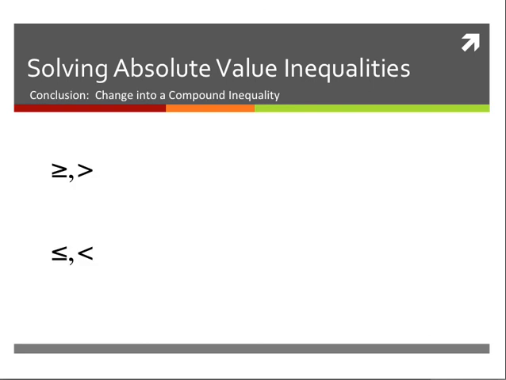So if we were to summarize what we just did, we can change an absolute value inequality into a compound inequality in the following manner. If we are solving a greater than or equal to or greater than absolute value inequality, then we need to be thinking about an OR compound inequality. On the other hand, if we happen to be solving a less than or equal or less than symbol, then we're going to be thinking about an AND compound inequality.